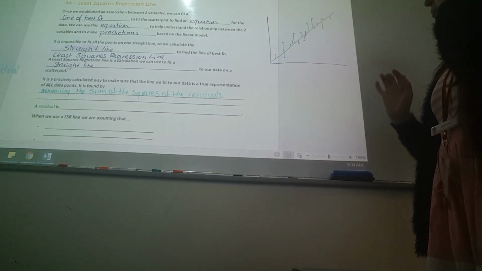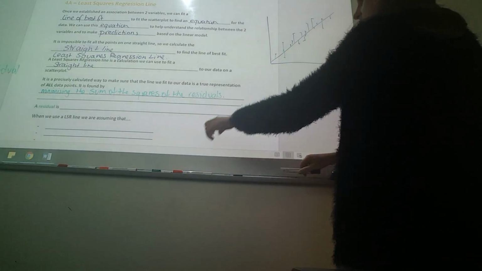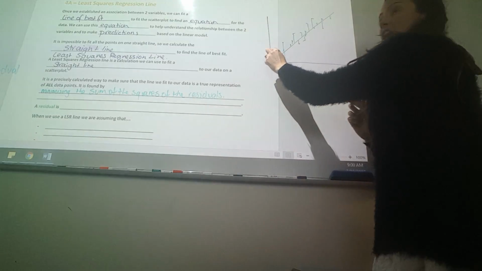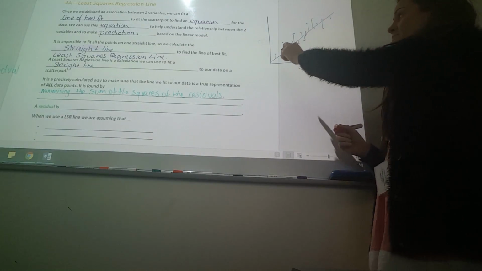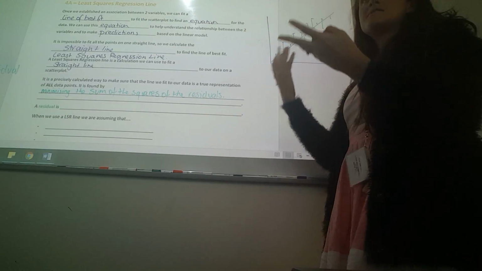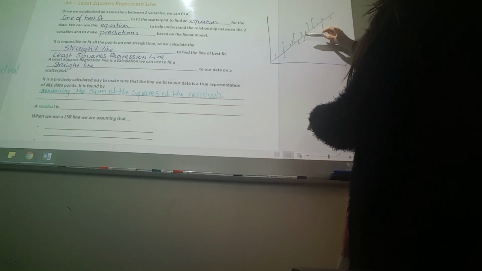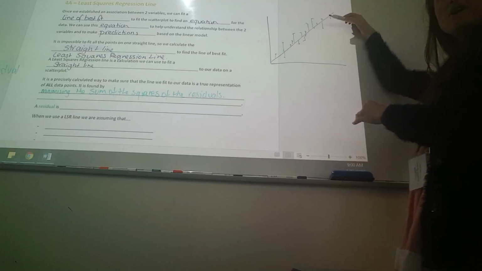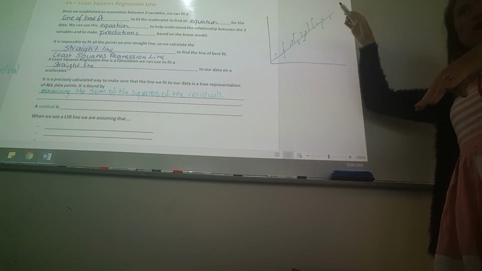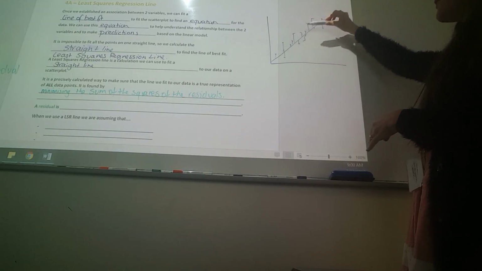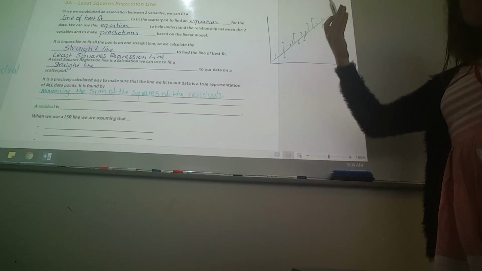So you won't have to do this, but I'll explain how it works. There's a distance between each data point and the line, and that distance is squared. Now if a residual is below the line, it's going to have a negative residual value. If it's above the line, it's going to have a positive value.